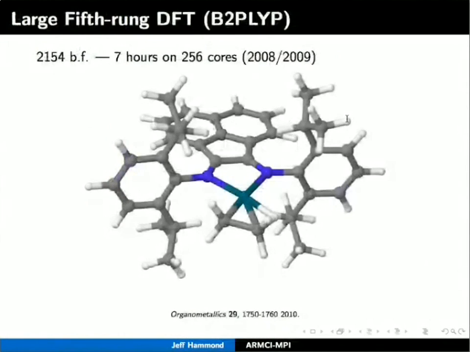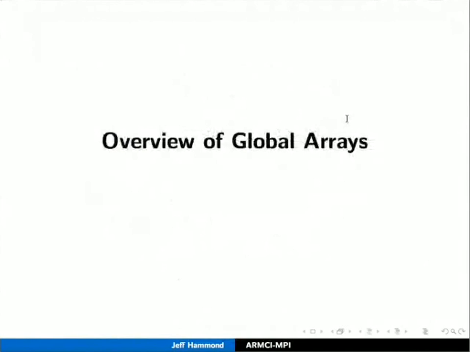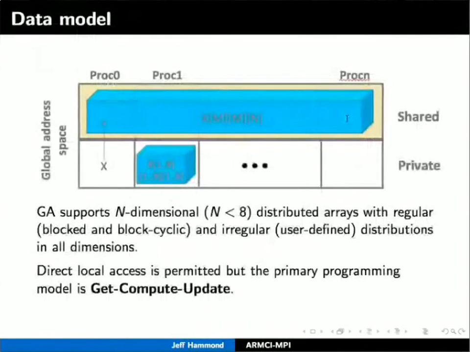So, anyways, global arrays. This is the higher level programming model. It's data centric, so you have the notion of a global address space or a global index space that's shared across all processes, and then you fetch data to your local process, you compute on it, and then you send it back, you update, whether it's a put or an accumulate.